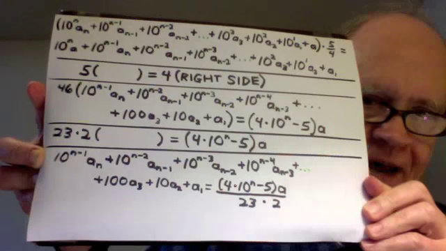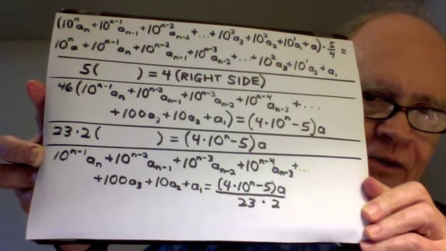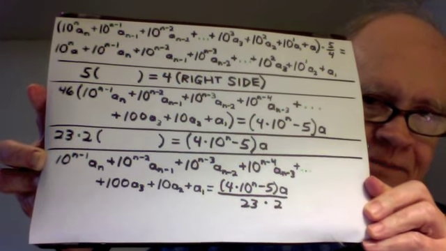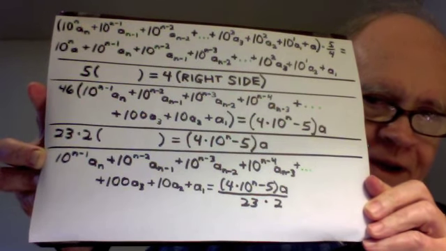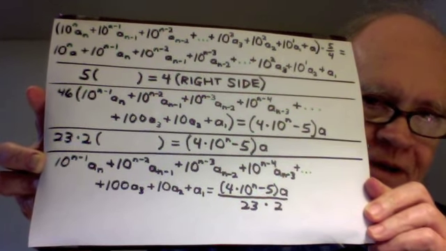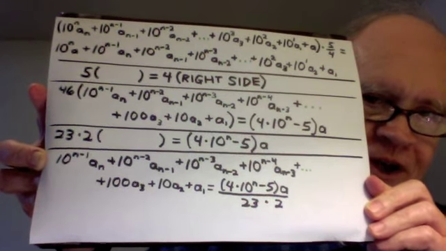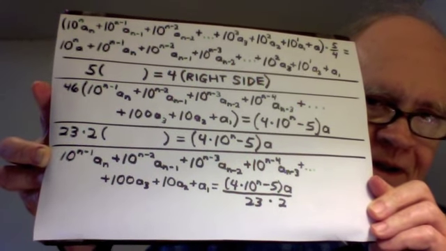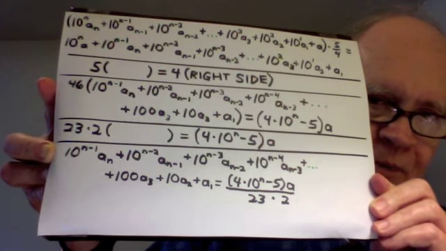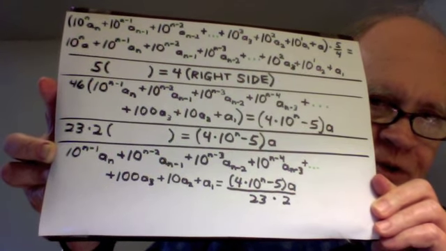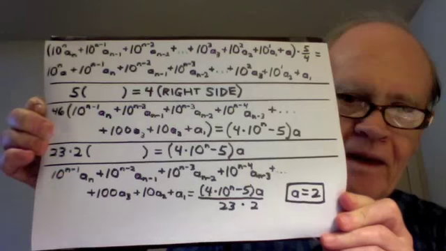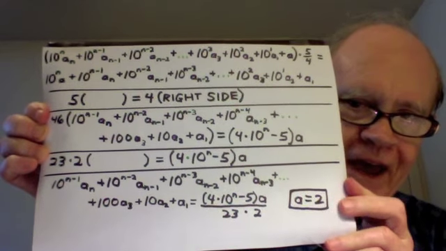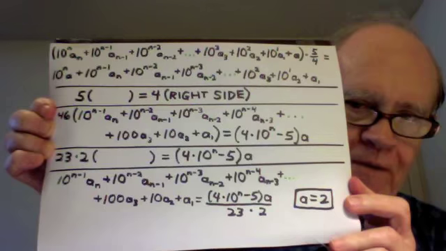Looking at the right side, A is a single digit, therefore it is not a multiple of 23. Therefore the expression in parentheses must be a multiple of 23. And A must be a multiple of 2. A could be 2, 4, 6, or 8. A could equal 2. Let us assume that A is 2.